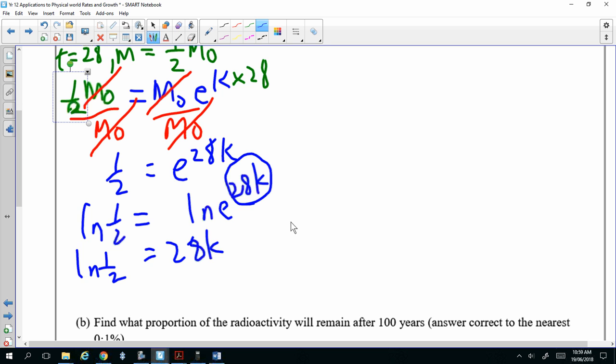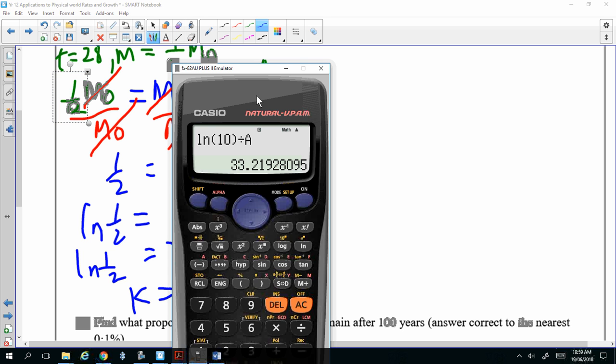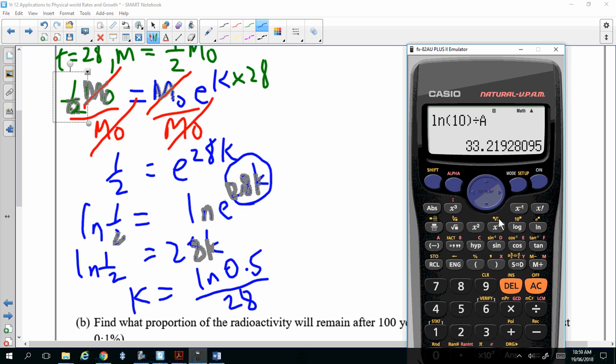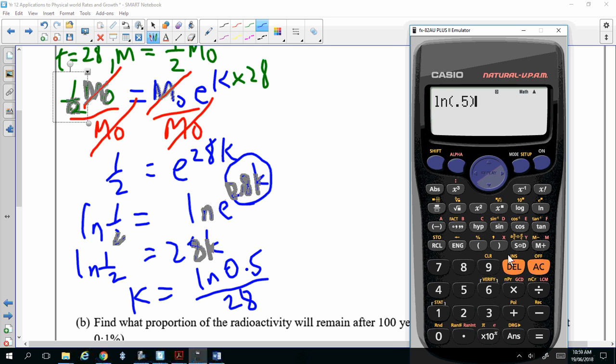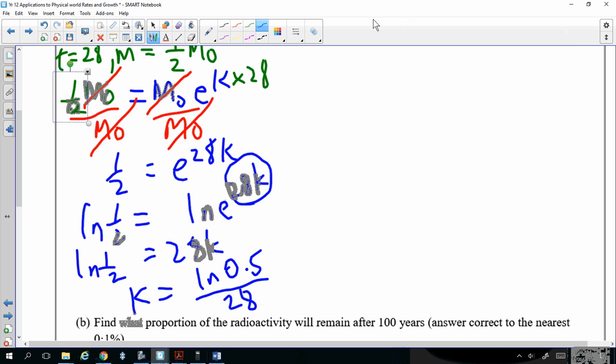Let's do that. We'll do ln 0.5, close bracket, divide by 28, equals negative 0.024. See, it's negative for decay, as opposed to growth. Negative 0.024... which I'm going to store onto the calculator: Shift, RCL, A, so A holds this value. Once you do that, we can write down the formula.